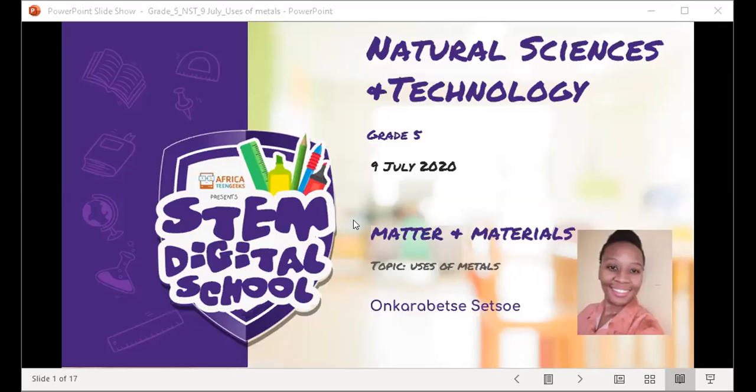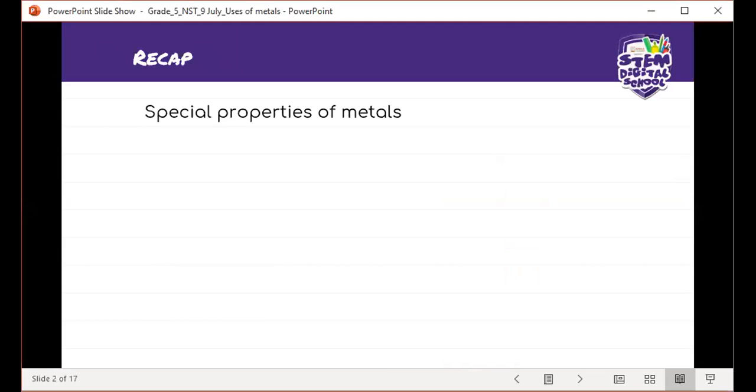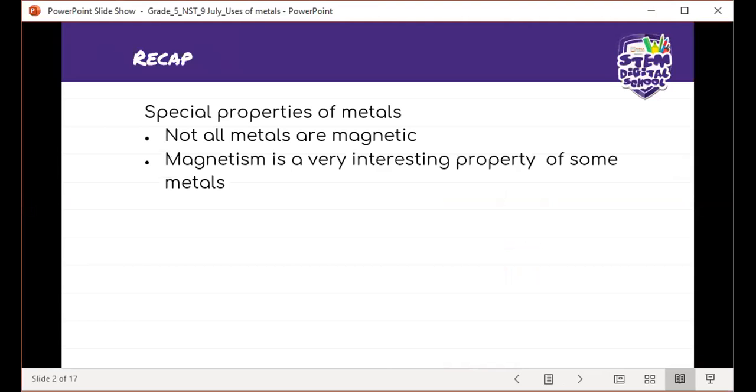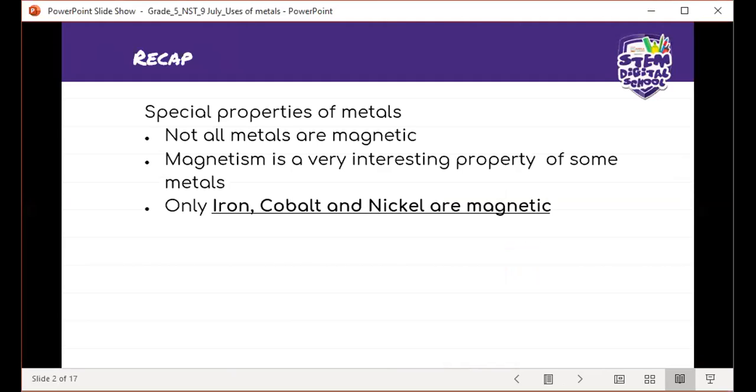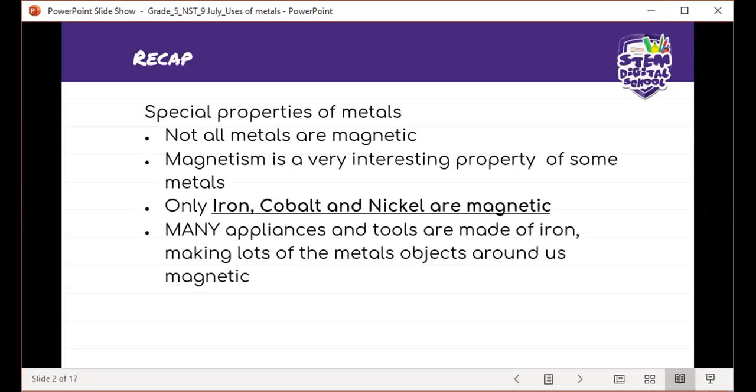So I think we will start with a young recap. We looked at special properties of metals, and we had established that not all metals are magnetic. Magnetism is a very interesting property of some metals, and it is important to note that only iron, cobalt, and nickel are magnetic. We also said many appliances and tools are made of iron, making lots of the metal objects around us magnetic. Non-metals are not magnetic.